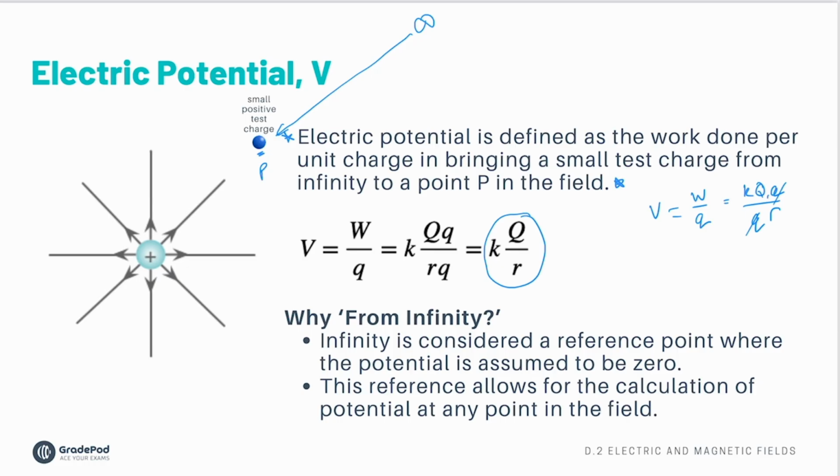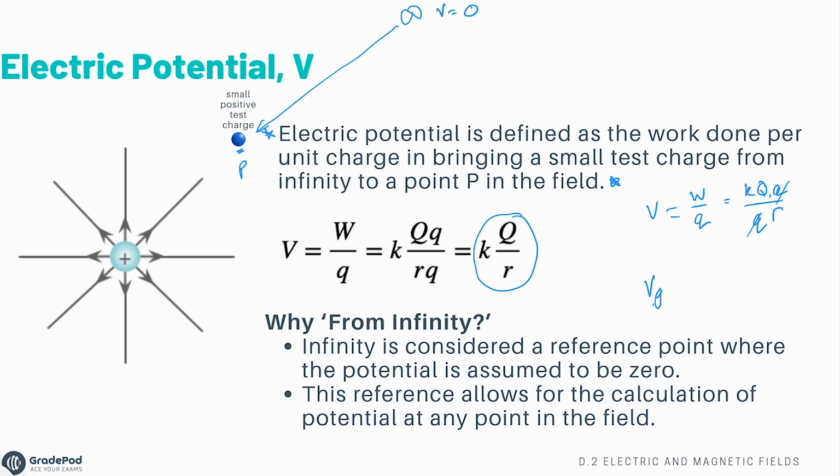Why are we saying from infinity? Well, infinity is considered to be a reference point where the potential is 0. Using this reference point allows our calculations to make sense. If you remember correctly, the equation for gravitational potential was minus G M over R, and that minus was due to the fact that the potential was 0 at infinity. But remember that the gravitational field was only attractive. With electric fields, we have attractive and repulsive.